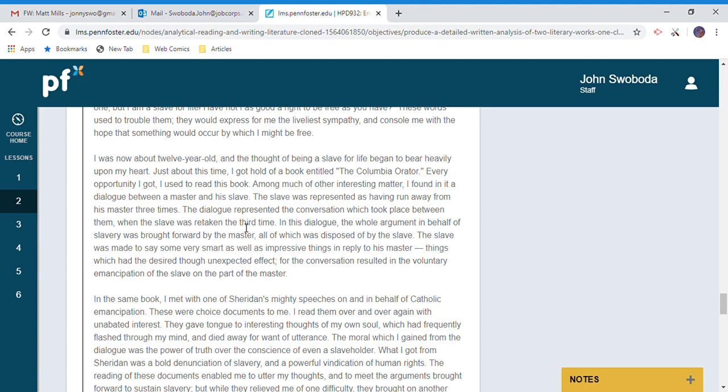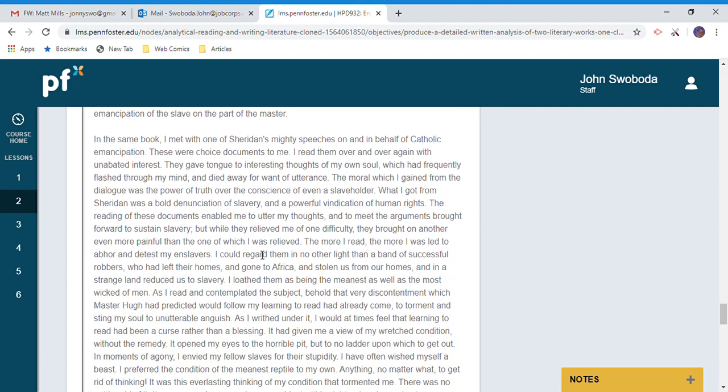In this dialogue, the whole argument in behalf of slavery was brought forward by the master, all of which was disposed of by the slave. The slave was made to say some very smart as well as impressive things in reply to his master, things which had the desired though unexpected effect, for the conversation resulted in the voluntary emancipation of the slave on the part of the master. In the same book, I met with one of Sheridan's mighty speeches on and in behalf of Catholic emancipation. These were choice documents to me. I read them over and over again with unabated interest.